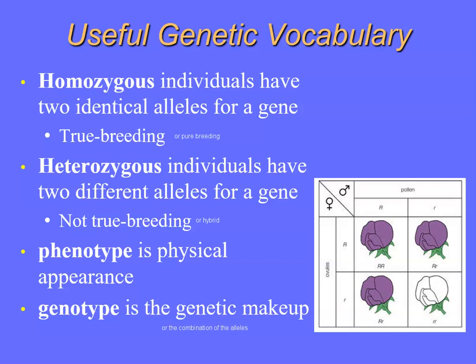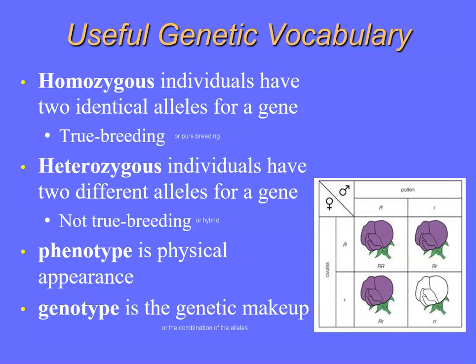Now there's going to be times when you can see the physical appearance, the phenotype, but you might not know the genotype of that individual. And in fact, this affected Mendel in his ability to know whether or not the plants that he purchased at the market to work with were true breeding.